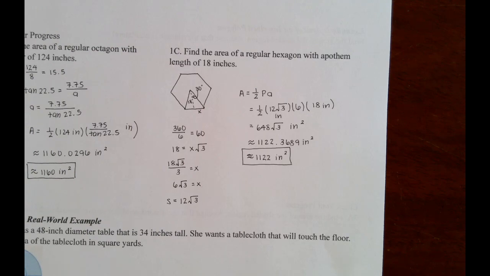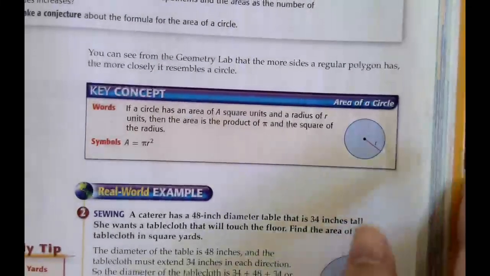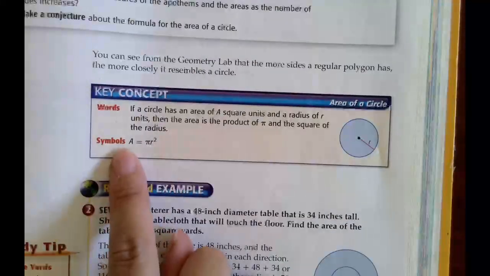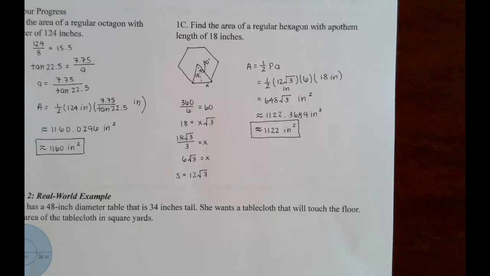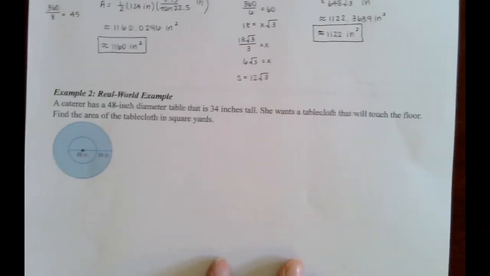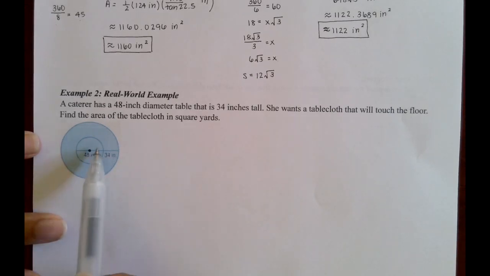The next part we're going to do is area of a circle. That should be quite familiar to you, so I'm not going to say much about it, but we know that the area of a circle is pi r squared. So here, in example 2, a caterer has a 48-inch diameter table. You see that here.